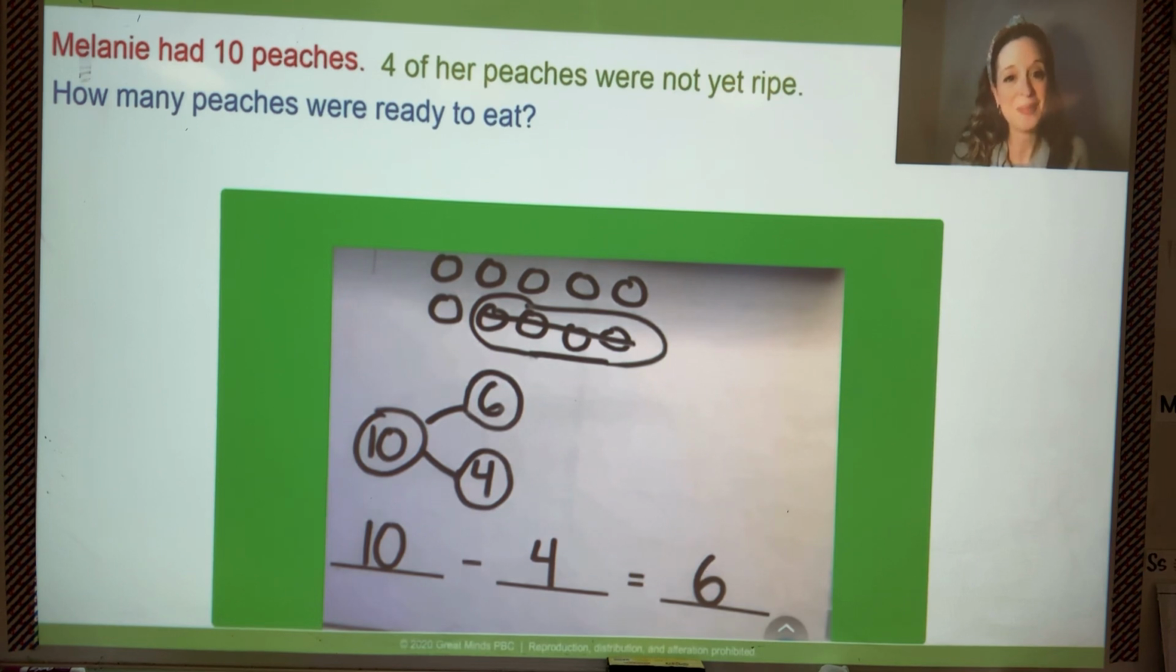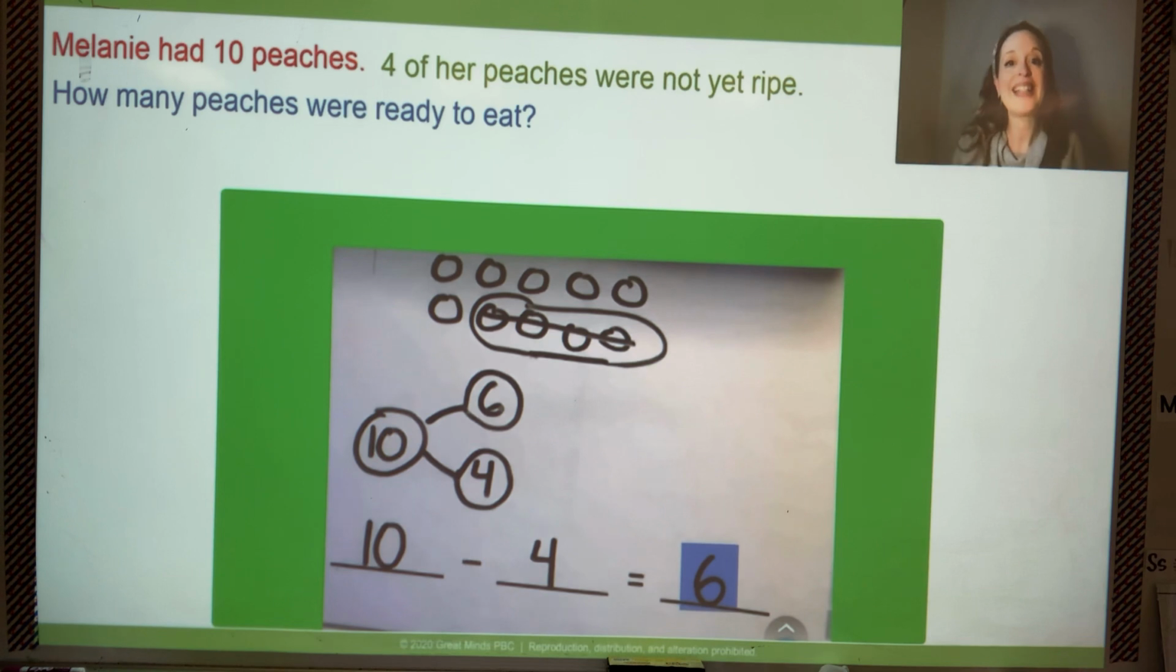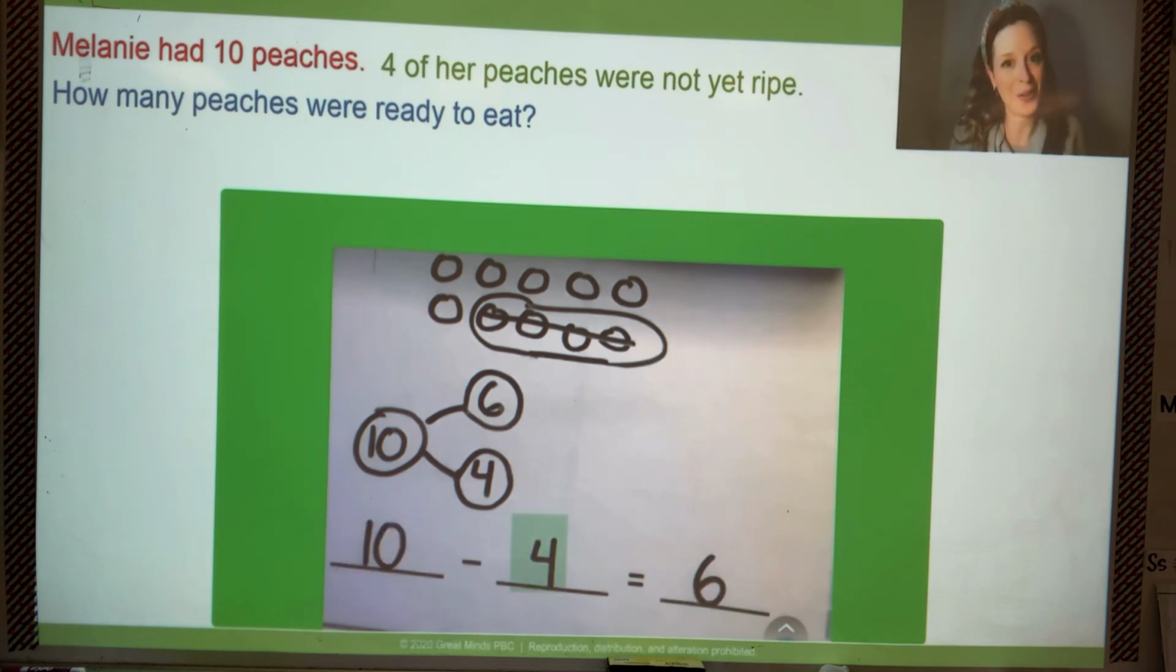Great job. 10 peaches. Take away the 4 that aren't right means there are 6 left. 10 take away 4 is the same as 6. 10 minus 4 equals 6. Let's say it like that all together. Ready? Go. 10 minus 4 equals 6.